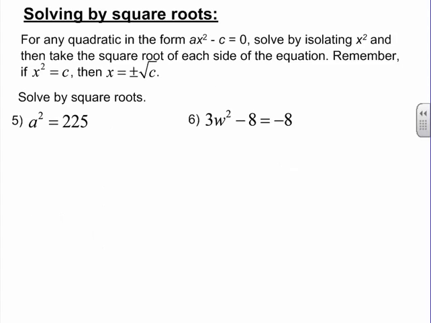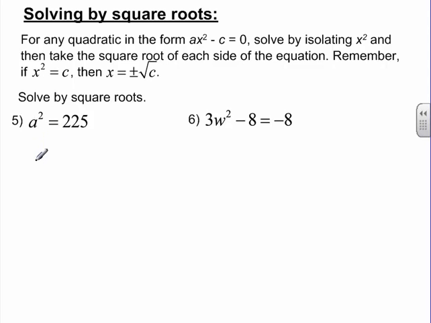Alright, let's try the next one. Okay, we can solve by square roots. Now, solving by square roots is nice for any equation where it's just ax squared minus c. There's no b term, okay? If there's no b term, then we can solve by isolating x squared and taking the square root of both sides, okay?